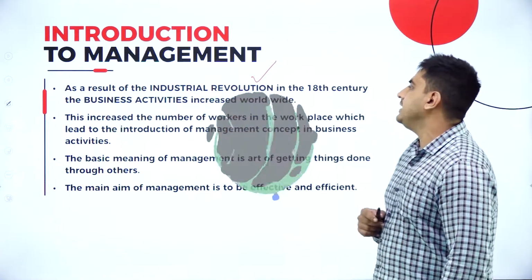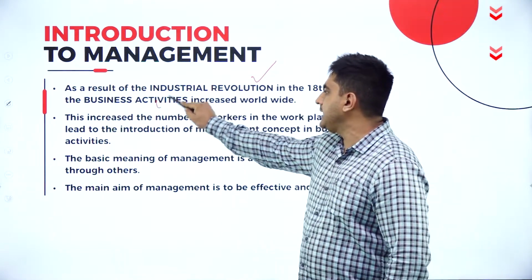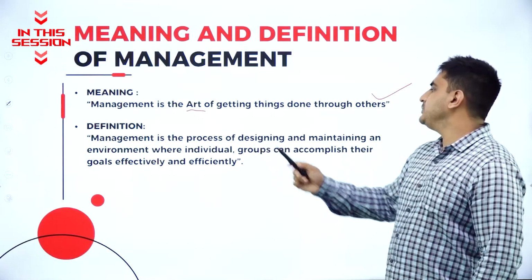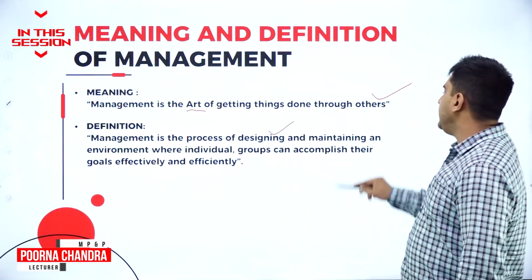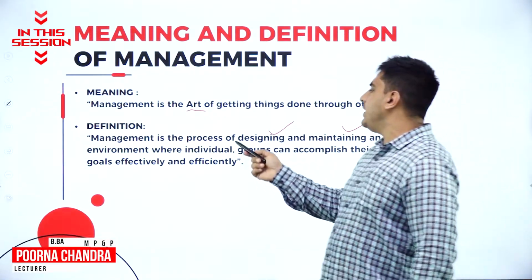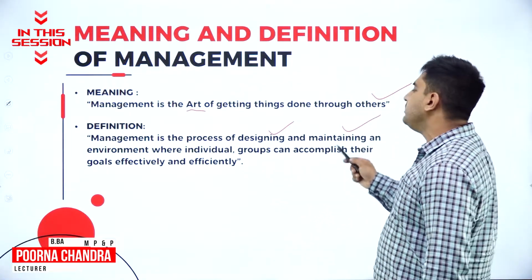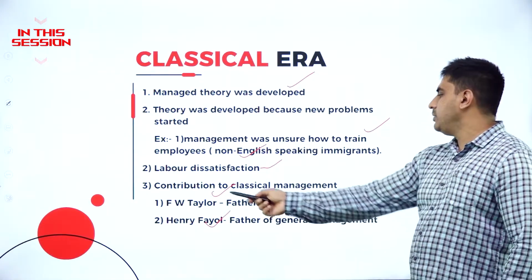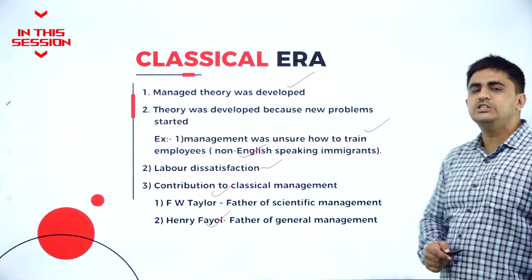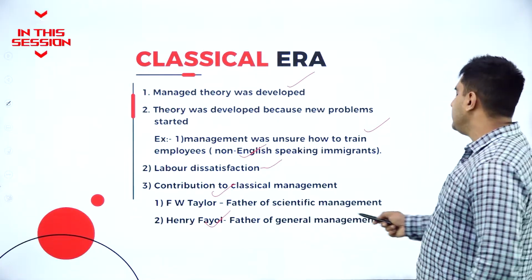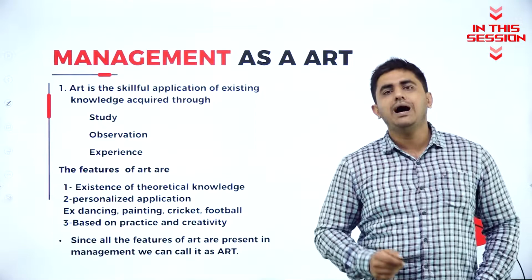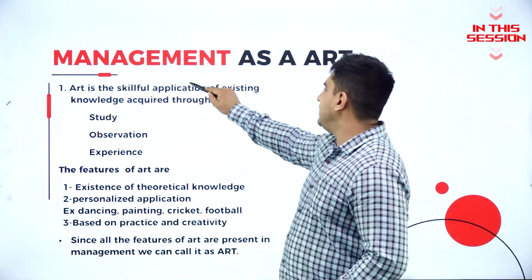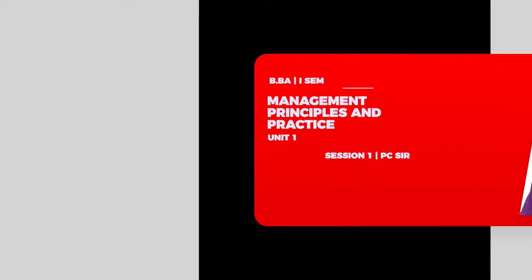Because of the Industrial Revolution, business activities across the globe intensified. Management is a process of designing and maintaining an environment where individual groups can accomplish their goals efficiently and effectively. F.W. Taylor is called the father of scientific management, whereas Henri Fayol is called the father of general management. Art is nothing but a skillful application of existing knowledge.